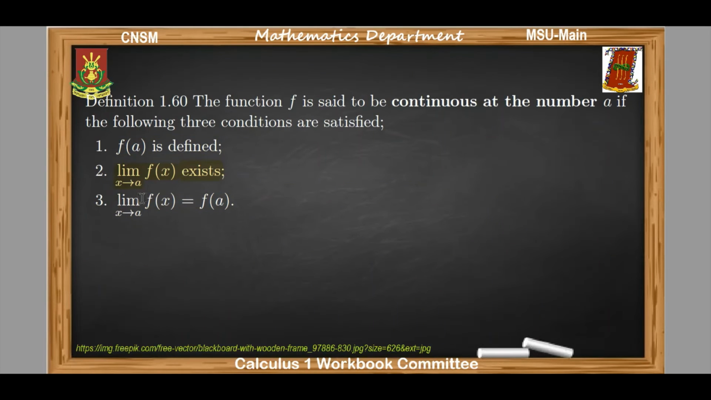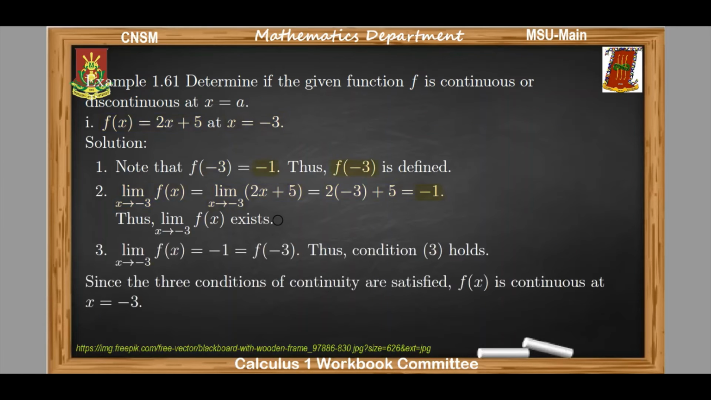Condition 3 is the value of the two conditions, which is number 1 and number 2, is equal. So makikita natin dito na equal yung value ni f of negative 3 and limit of f of x, which is negative 1. So since the three conditions of continuity are satisfied, f of x is continuous at x equals negative 3.